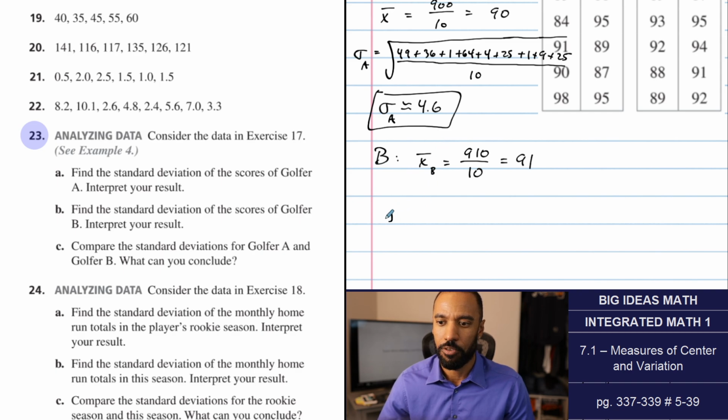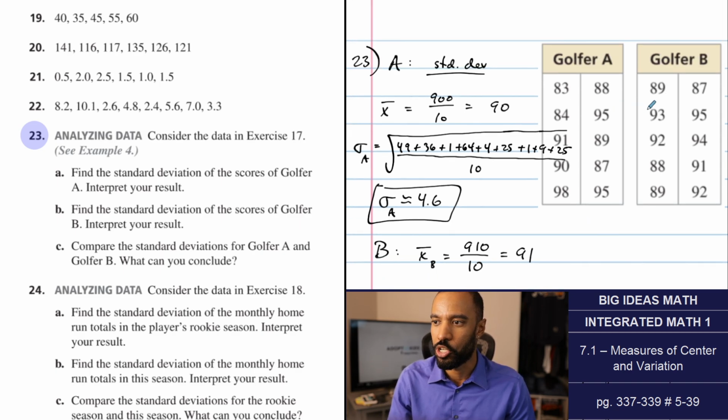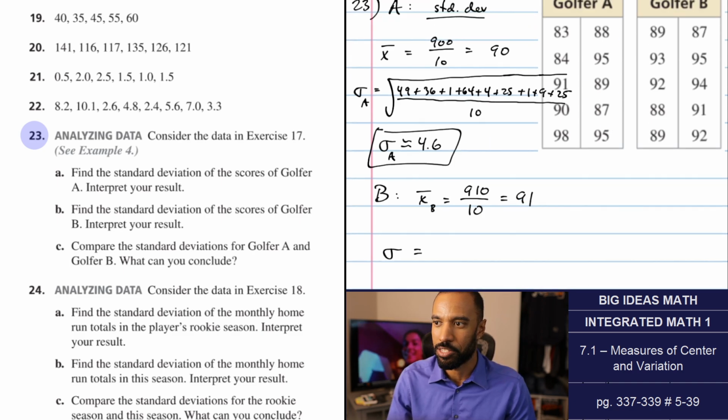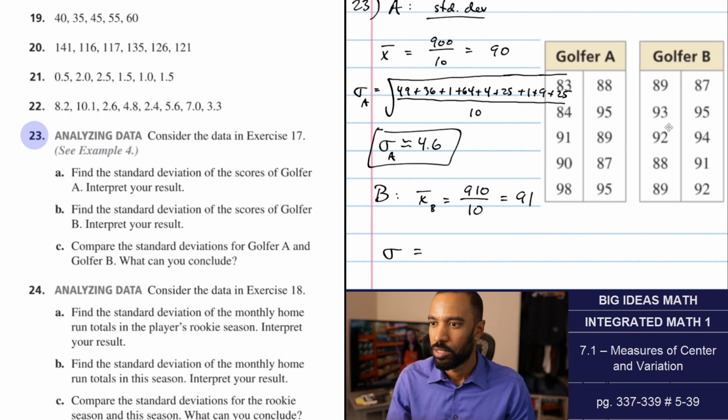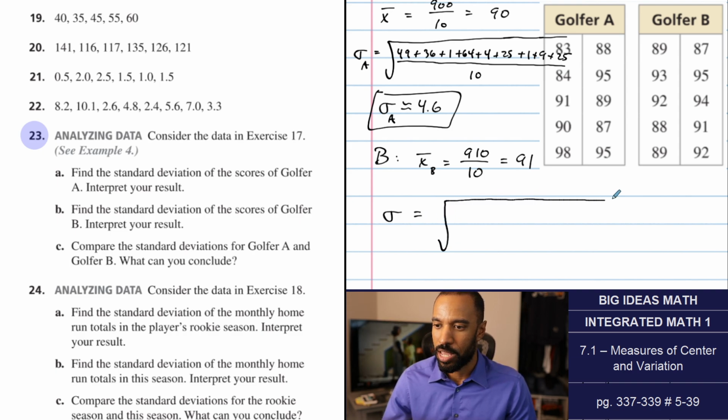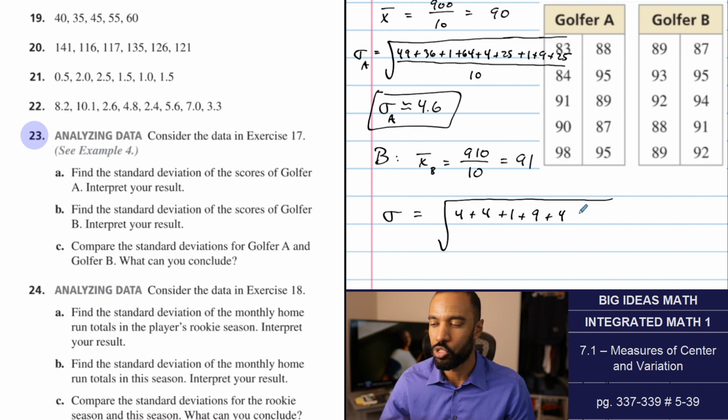So standard deviation of golfer B. Let's check it out. 89 minus 91 and squared. Let's move it down a little bit there. Okay. So square root of. All right. 89 minus 91 is negative 2. Squared is 4. 93 minus 91, 2. Squared is 4. 92 minus 91 is 1, squared is 1. 88 minus 91 is negative 3. Squared is 9. 89 minus 91 is that 4 again. 87 minus 91, negative 4 squared is 16. 95 minus 91 is 4 squared is 16. And then 9, 0, and 1.